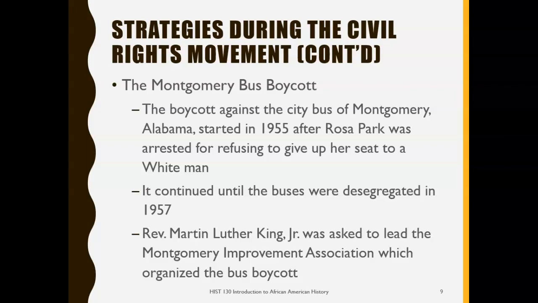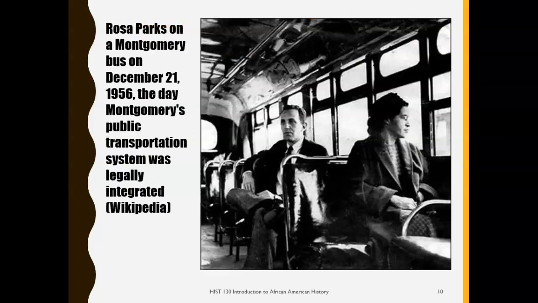And this boycott made Martin Luther King Jr. one of the most famous leaders of the civil rights movement. He was asked to lead this boycott, and he did it well, and that's why he also was asked to do other things. So we can see on this picture Rosa Parks on a Montgomery bus on December 21st, 1956. So this is after the city bus was desegregated.